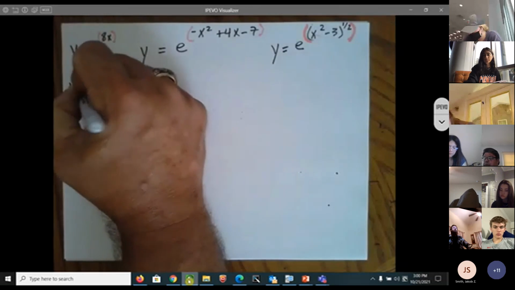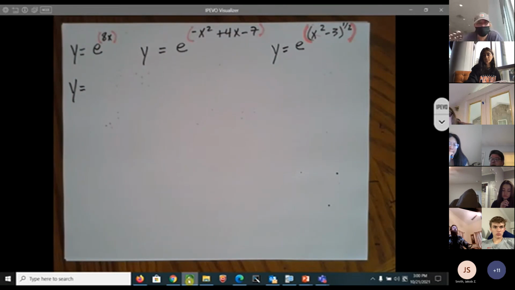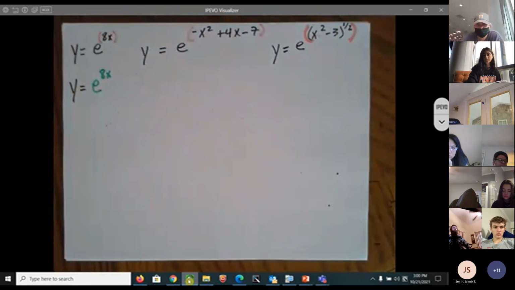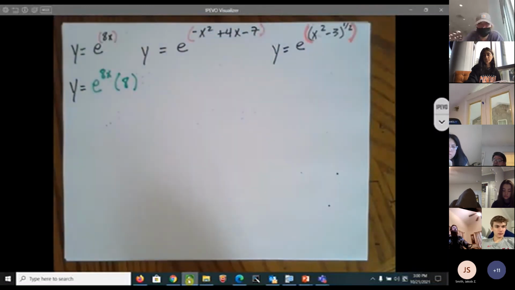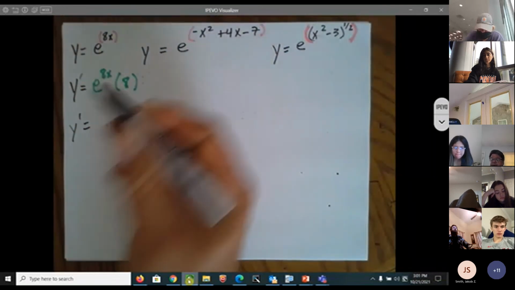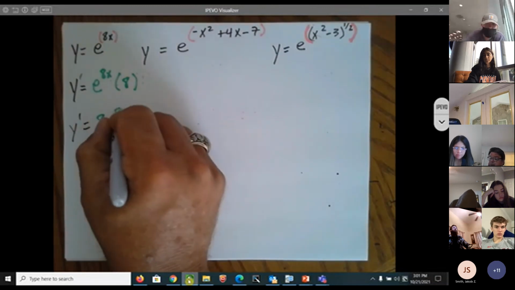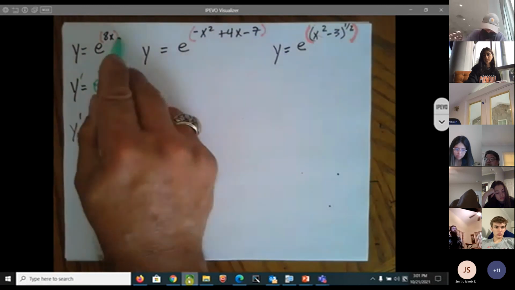Y is equal, well, you got to take the derivative of e to the 8x. So I'll do that in green. Well, yeah, e to the 8x. And then you got to take the derivative of what's inside those parentheses, which is 8. So your answer is y prime is equal to 8e to the 8x. See, you got that right, I bet, because of the parentheses.